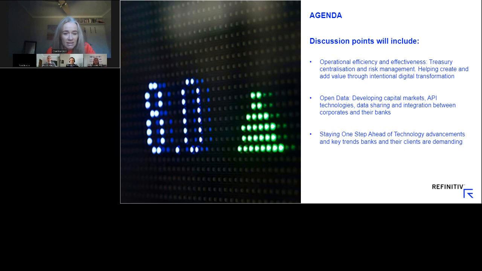In today's session, our panel is going to focus on three main areas. One around operational efficiency and effectiveness, looking at how one can create and add value through intentional digital transformation. Secondly, looking at topics around open data and the importance of developing capital markets, API technologies, data sharing and integration between corporates and their banks. And then lastly, looking at staying one step ahead of technology advancements and key trends.